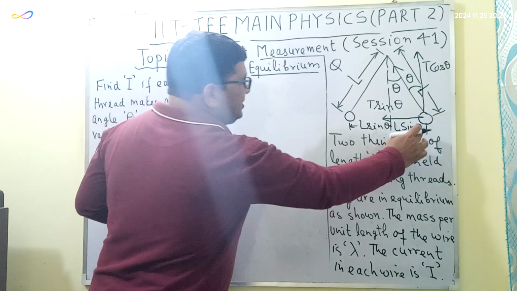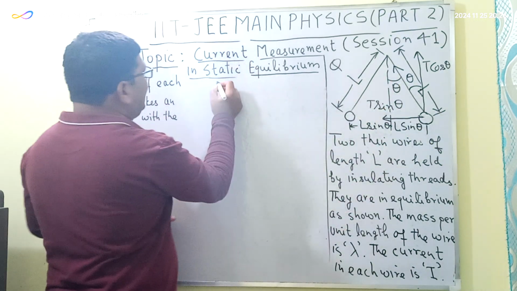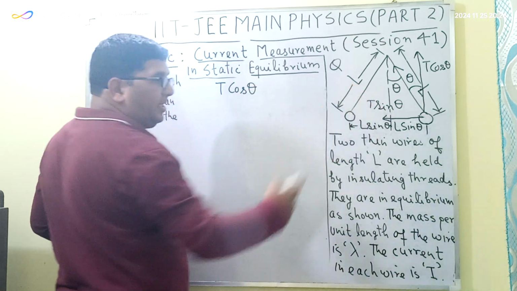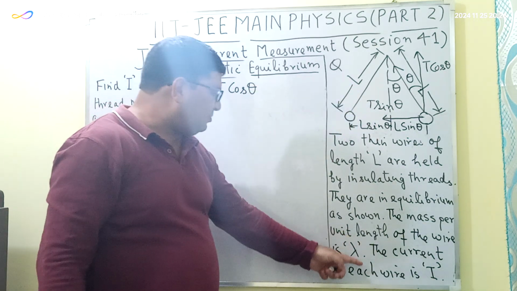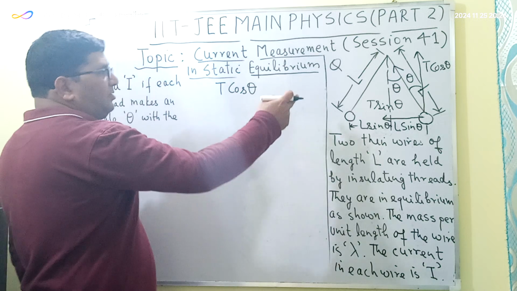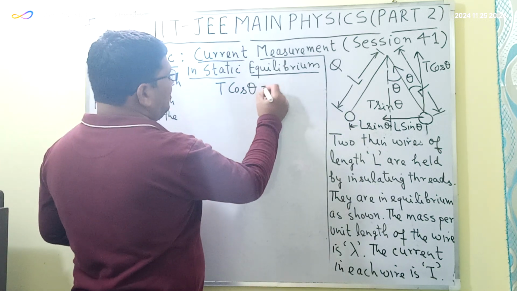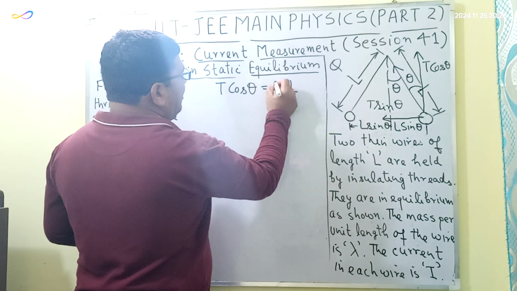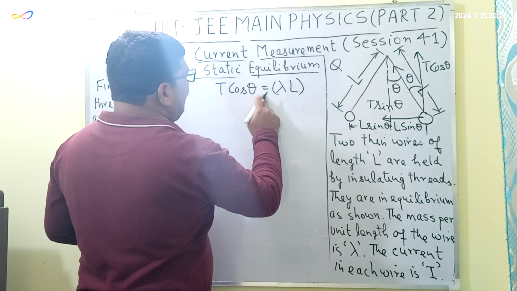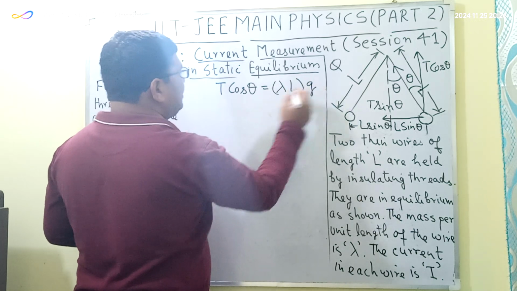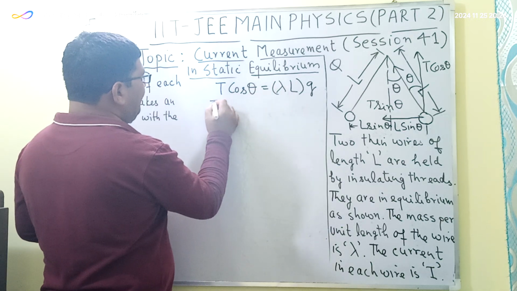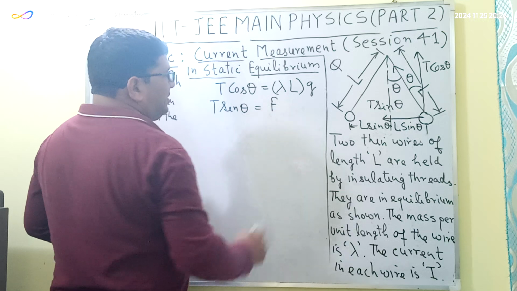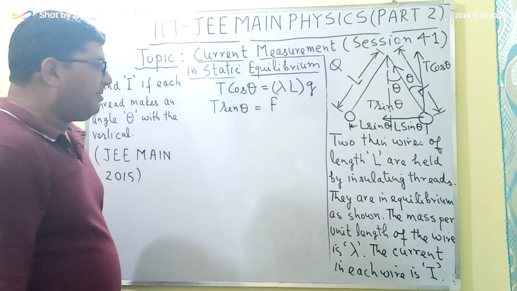Now this T cos theta will balance the weight of this wire. The mass per unit length of the wire is lambda and the length of the wire is L, so the mass of this wire will be lambda L. So T cos theta will be equal to M into G. This is the first equation. Now T sin theta will be equal to the magnetic force in the case of static equilibrium.